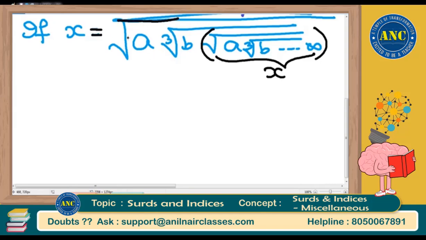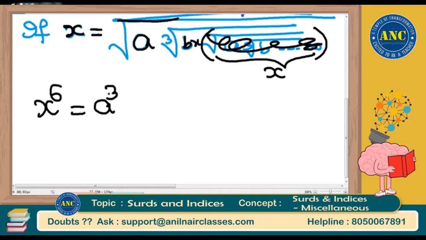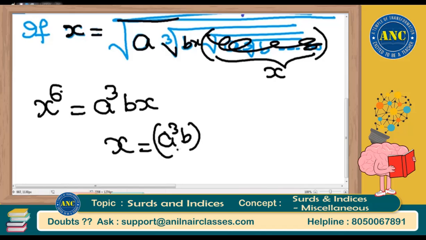First I will square. If I square, this becomes x square. Don't write it, just analyze in your mind, and a will become as it is. This will be as it is with x here. Instead of all these things, I will write it as x. Next I will cube. X square becomes x power 6, right? A cube will be written as a cube, and this cube root will go off. You are left with bx. So x power 5 is equal to a cube b. X will be equal to a cube b whole to the power of 1 by 5.